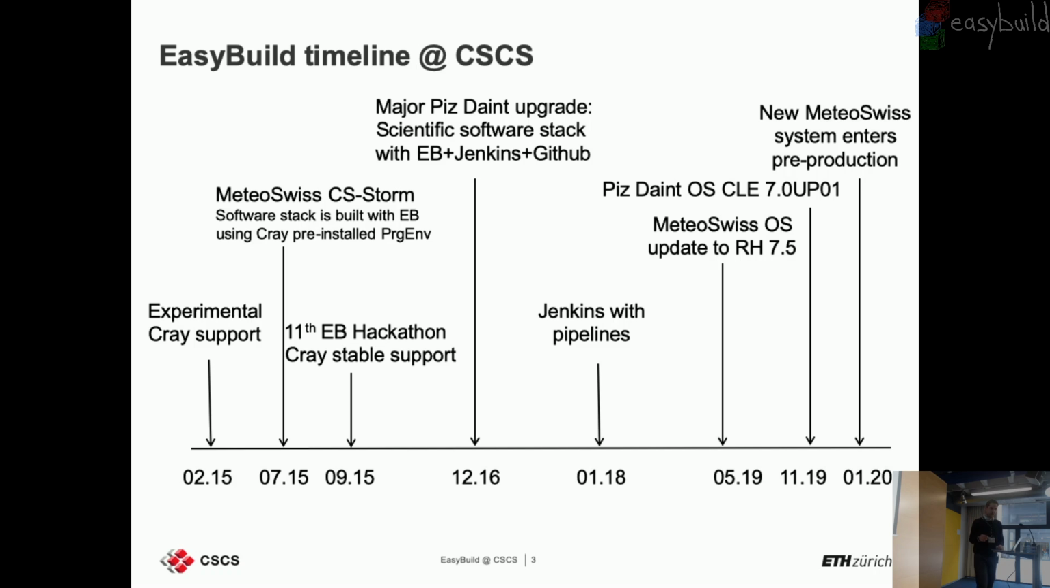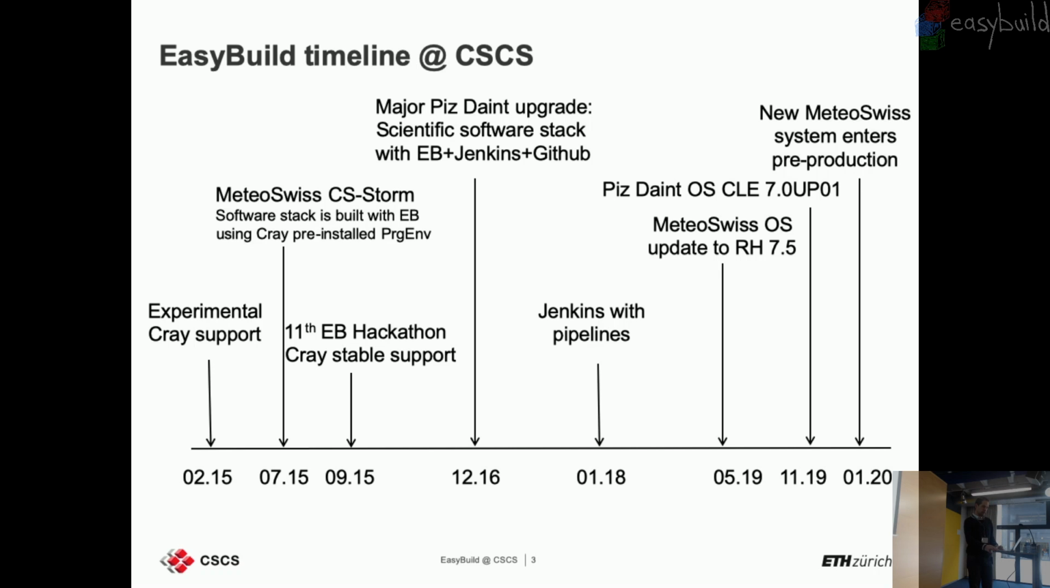And over time we went to more and more automation using EasyBuild. So we had a major upgrade of the main production system at the end of 2016, where all the software stack was built using the EasyBuild recipes with the Jenkins server, using GitHub for pull requests. In 2018, thanks to our colleague Theofilos, we implemented pipelines in our Jenkins service, which enabled a smoother interaction with the service and an optimization of the resources.